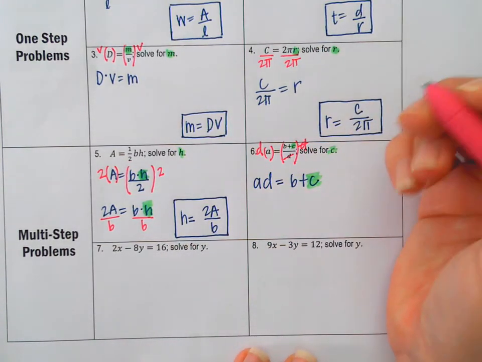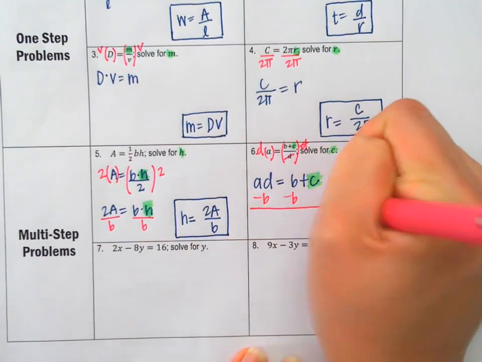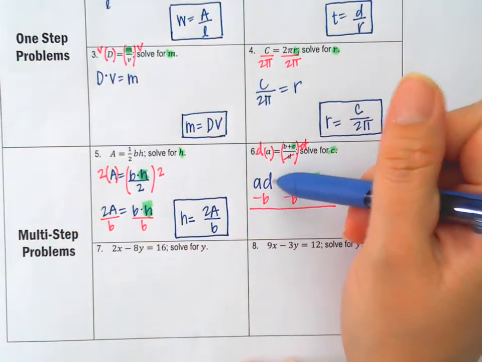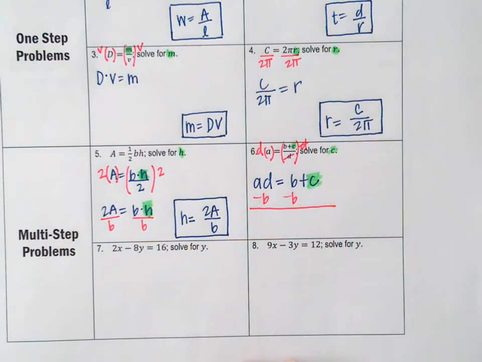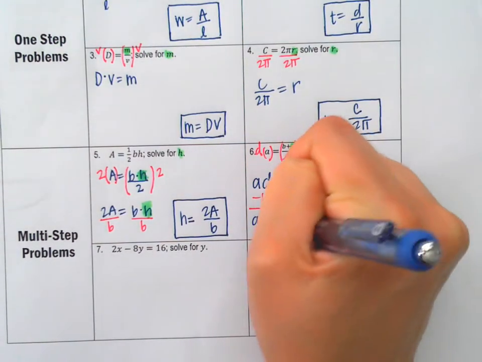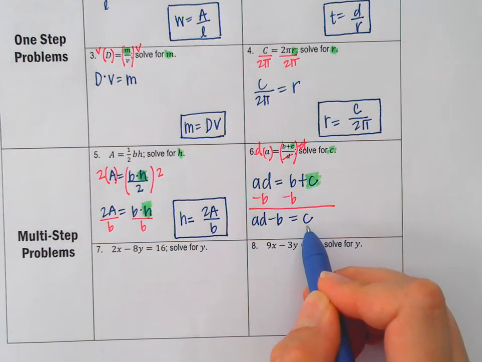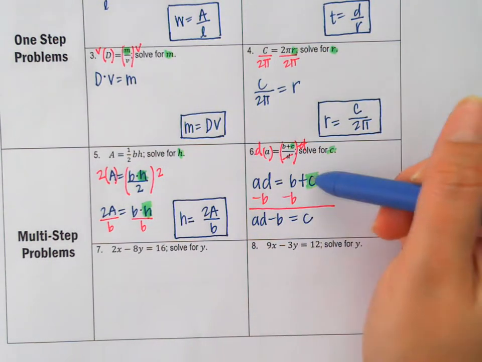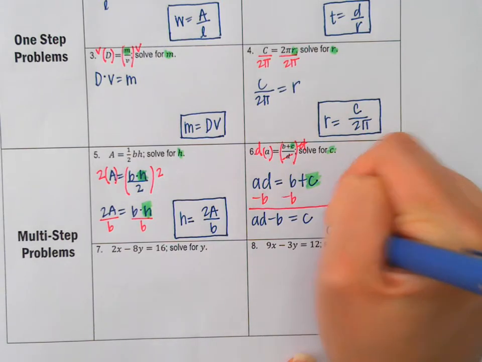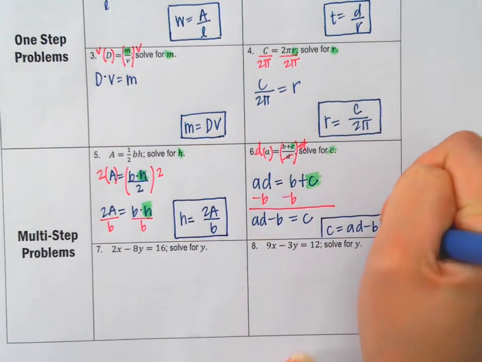So to undo an addition, I'm going to subtract b from both sides. Now, a d and b are not like terms, so a d and b cannot be combined. So we would just write this as a d minus b equals c. And did I get c by itself? I did. It's a positive c. That's what I want. So c equals a d minus b is my final answer.